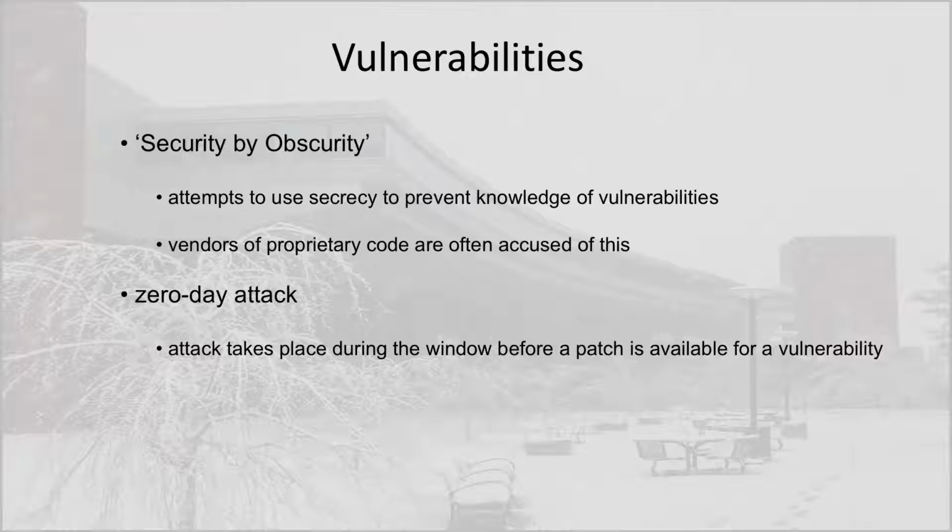Security by obscurity happens when an organization attempts to use secrecy to prevent knowledge of vulnerabilities in their software. Vendors of proprietary code are often accused of this. A zero-day attack is an attack that takes place during the window before a patch is available for a vulnerability. However, security by obscurity simply guarantees that customers are unaware of vulnerabilities in their systems. Ignorance is bliss.